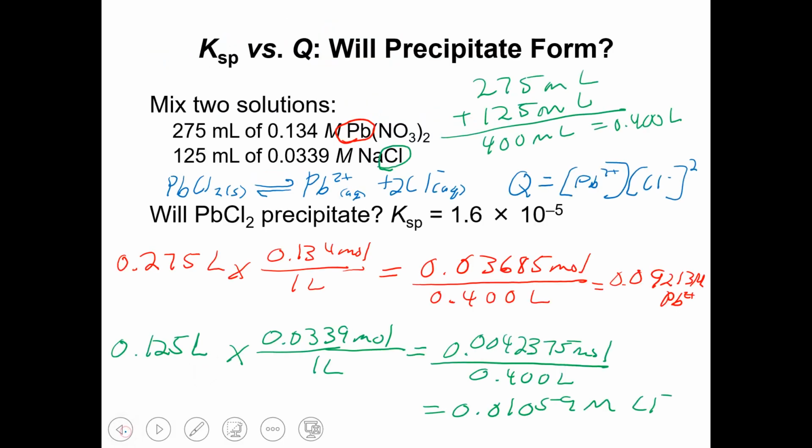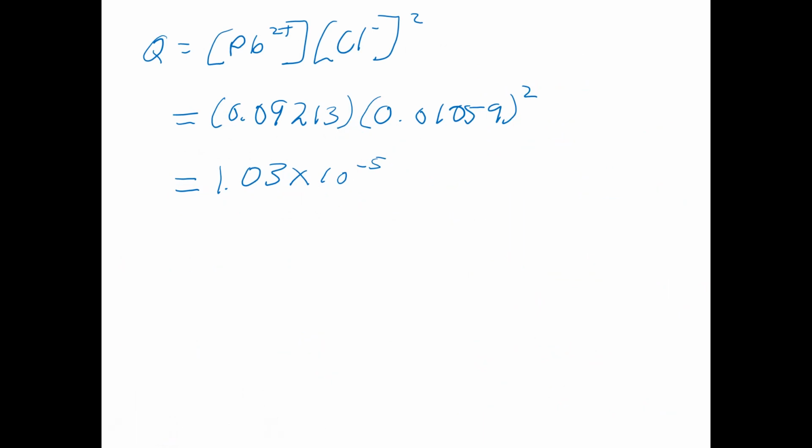So if we go back to the previous slide, we wanted to know if lead chloride would precipitate out. And the KSP for lead chloride is 1.6 times 10 to the negative fifth. So that's our Q. And KSP is equal to... so the question is, is Q greater than or less than KSP? Well, 1.03 times 10 to the negative fifth is slightly less, not by too much, but it's less than 1.6 times 10 to the negative fifth. So Q is less than KSP, which means that lead chloride will not precipitate out.